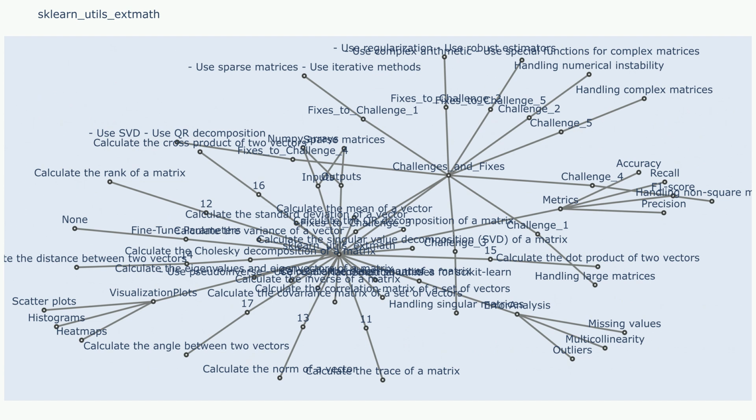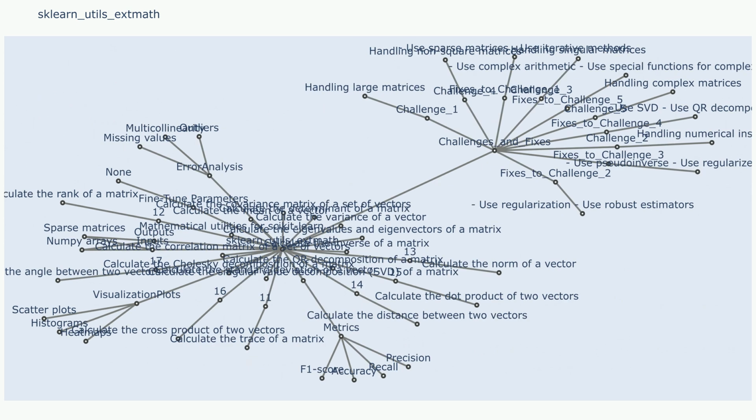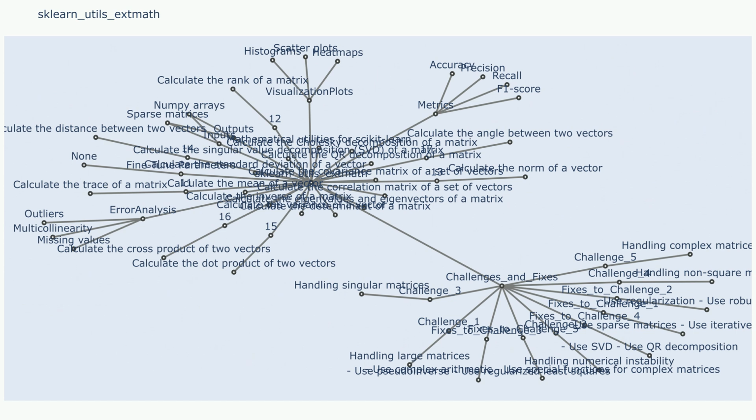Visualization plots. Matrix visualizations. Visualizations like heat maps or dendrograms can be used to analyze the structure of matrices, especially for dimensionality reduction or clustering tasks. Scatter plots. Plots can show the relationships between transformed data points to understand the effects of operations like PCA or MDS.